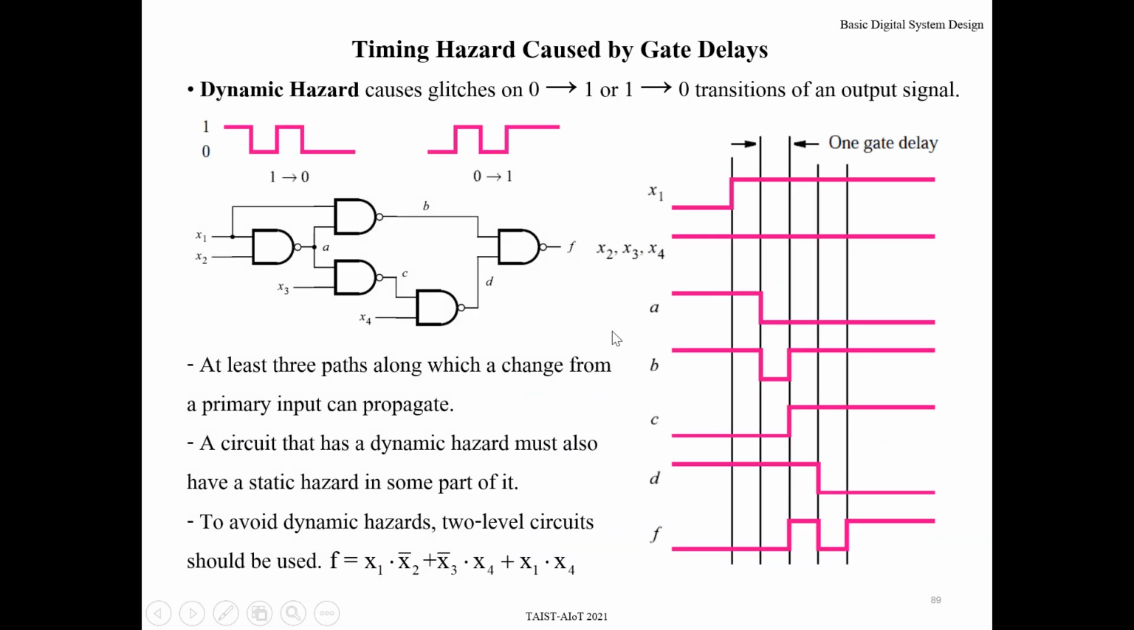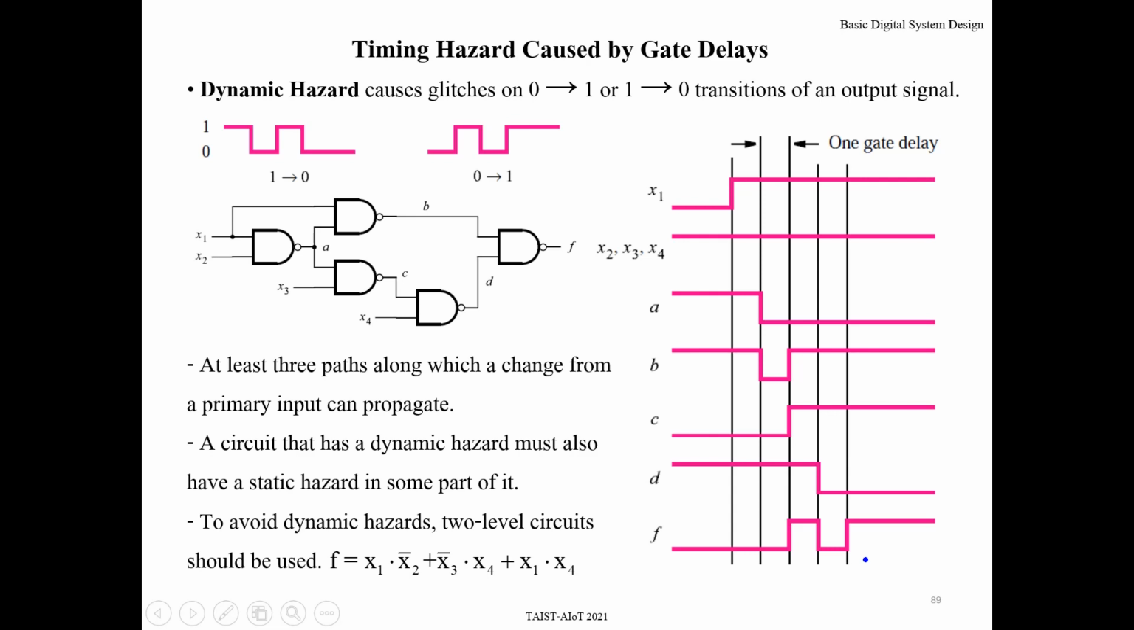And the last one is dynamic hazard. Dynamic hazard is, for example, when your input changes, your output should change, for example, something like this. But because of some delay in the logic gate, your output does not change only one time, but changes many times. This kind of hazard is called dynamic hazard.